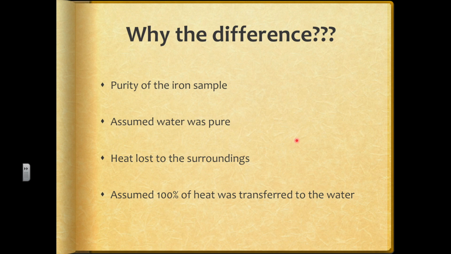We assume that the water was pure, and we also assume that the specific heat was 4.18. We assume that there was no heat loss to the surroundings, but there will always be some kind of heat loss to the surroundings. That's actually the second law of thermodynamics. And then we also assume that 100% of the heat from the iron was transferred to the water. So lots of different assumptions and reasons for error.